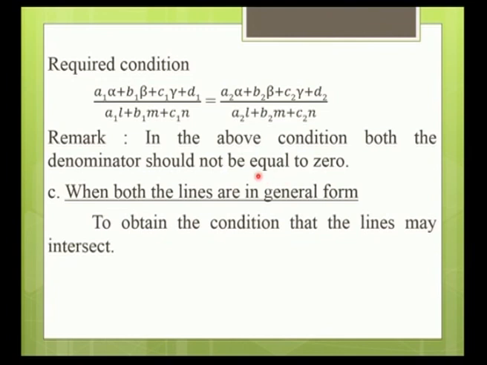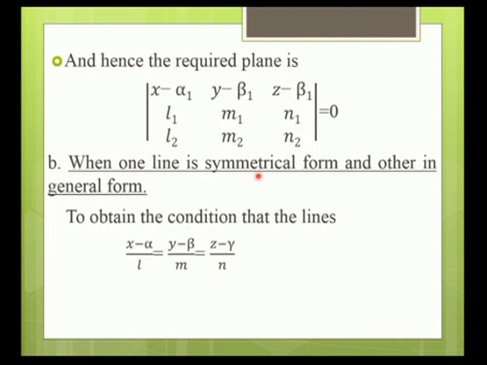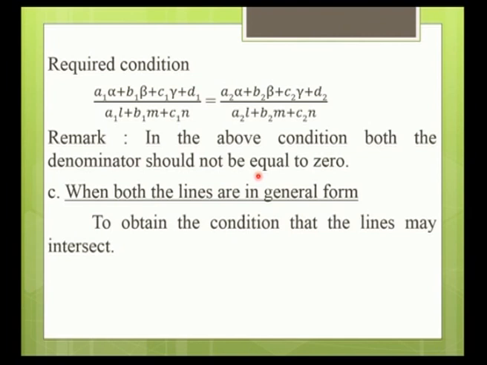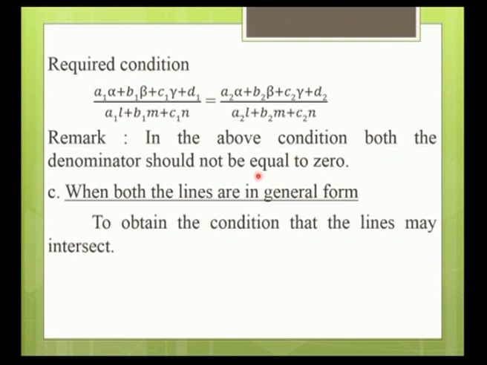The next case for coplanar lines is when both the lines are in general form. In the earlier two cases, we discussed when one line is in symmetrical form and the other is in general form, and when both the lines are in symmetrical form. Now the third case is when both the lines are in general form. To obtain the condition for two lines to be coplanar in this case, the lines may intersect.